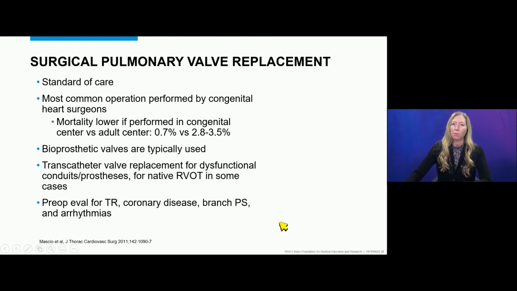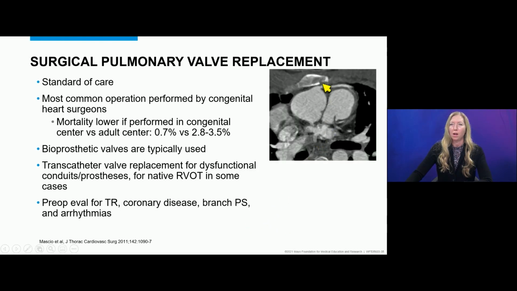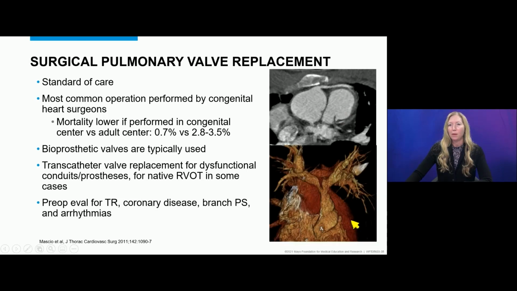And really important to recognize there are a number of issues that we need to look for preoperatively in our patients. So anomalous LAD is present in about 10% of tetralogy patients, so really important that we know about this before going to surgery. And then in our patient that I presented, the severe branch pulmonary artery stenosis, because this will require intervention at the time of operation.